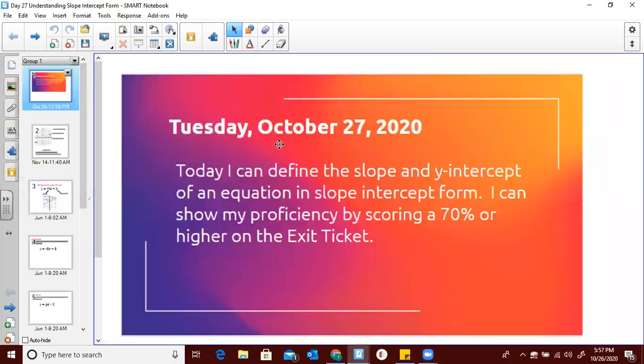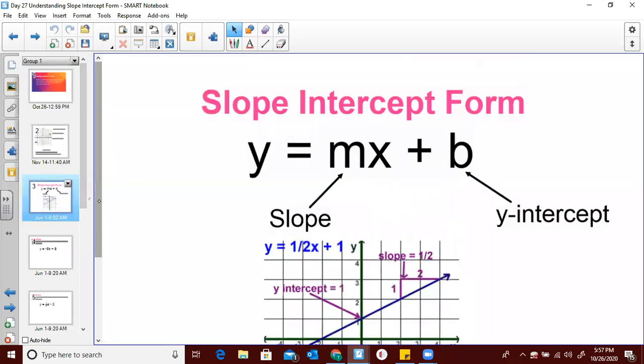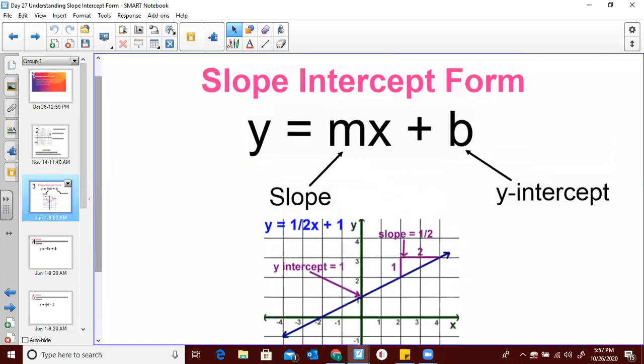All right, hey guys. So today, Tuesday, October 27th, we are going to define the slope and y-intercept of an equation in slope-intercept form. So to start this off, we're going to talk about slope-intercept form.